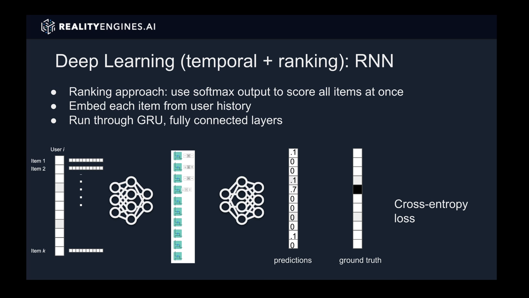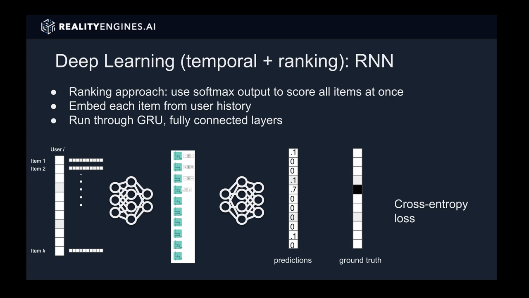And the output is going to be predictions for all the items that the user has not yet interacted with. And the goal is going to be to predict the next item that the user interacts with. So the ground truth will just be a vector with a single one for the item that the user does interact with and zeros everywhere else. And our predictions will be probabilities, so the probability that this is the next item that the user interacted with. And so then we can just take the cross entropy loss and backpropagate this loss through the neural network, a standard training of the neural network.